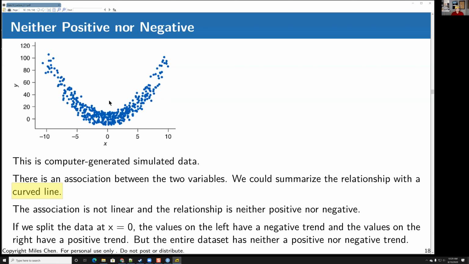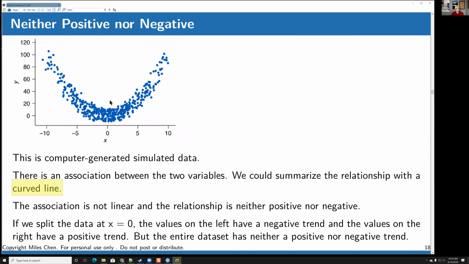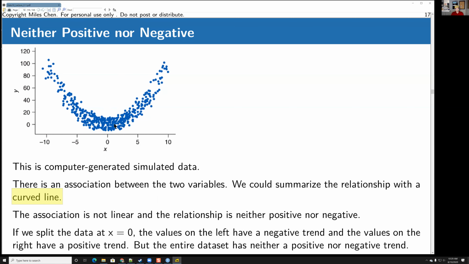If you split the data in half at x equals 0, like you draw a vertical line and cut it down the middle, the values on the left have a negative trend, and the values to the right of 0 have an overall positive trend, okay? Positive nonlinear, this would be negative nonlinear trend. And so the overall data set has neither a positive nor a negative trend, okay?